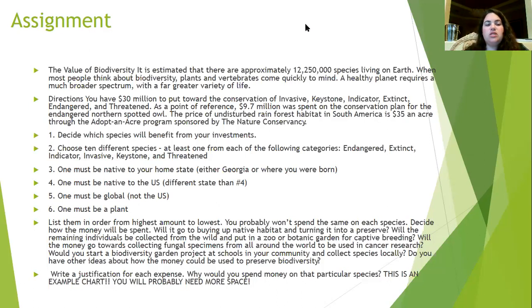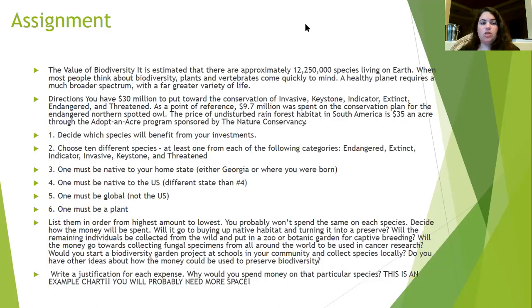One of them must be native to the US, so a different state than number three. So let's say we pick Florida, because I was born and raised here in Florida. That's my home state. One animal has to come from Florida. Another animal has to come from the US. And one of the animals has to be global. And one organism has to be a plant.